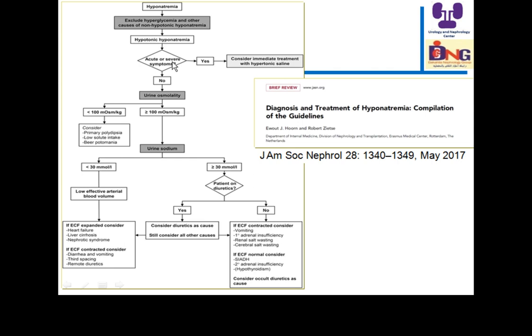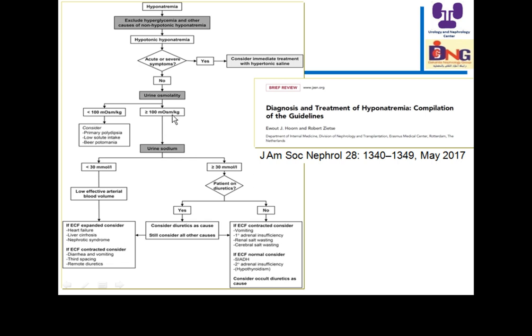If there are no acute or severe symptoms, start your algorithm by looking at urine osmolality. You may find osmolality less than 100 mOsm per kilogram. This may be because of primary polydipsia, low solute intake, or beer ingestion. So all these are causes of hyponatremia with low urine osmolality.